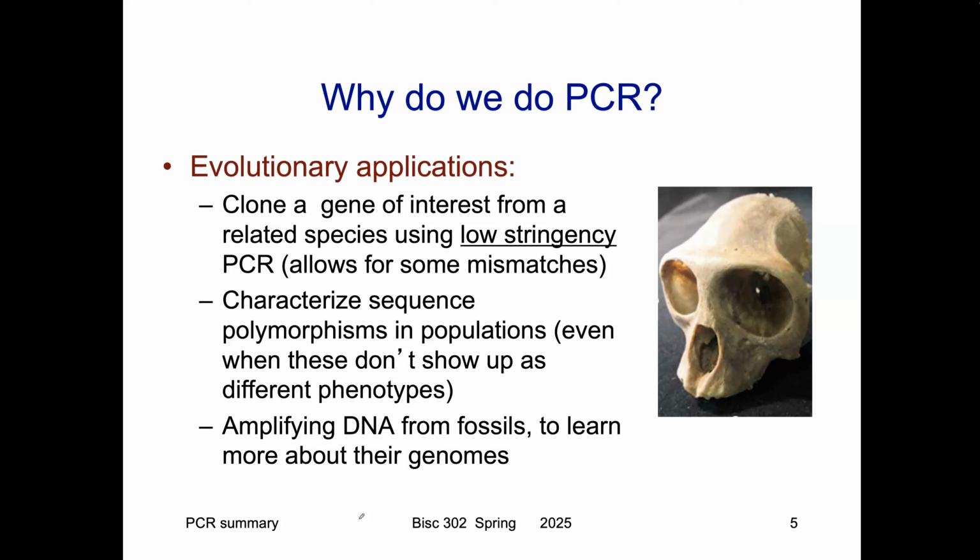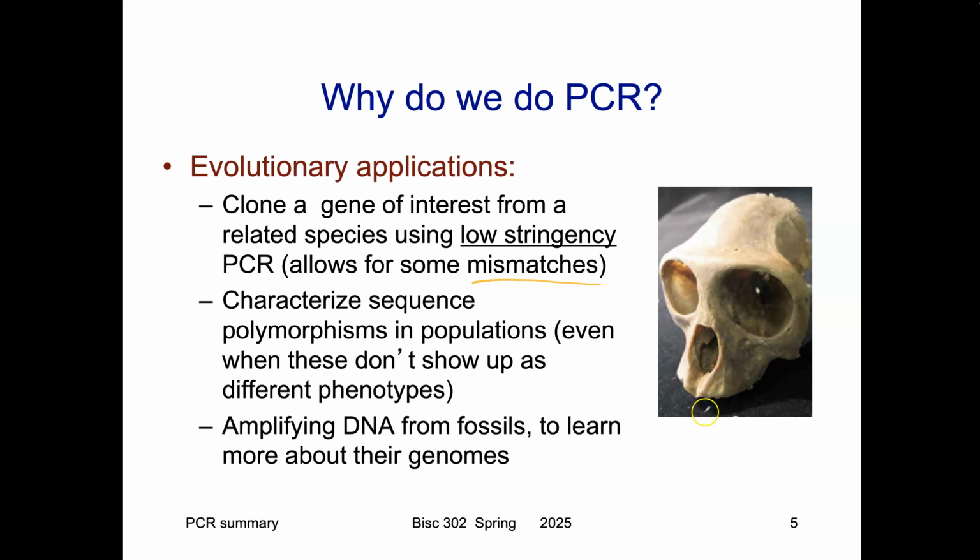So for example, if there was a gene that was known in one organism, say fruit flies, and I wanted to find that gene in a related fly species, I would use PCR using the same primers, looking for the most conserved part, and I would reduce the temperature a little bit so that the primers could find and bind the correct sequence, allowing for some mismatches because the sequence won't be identical in the other species, and we can sometimes use that for that.